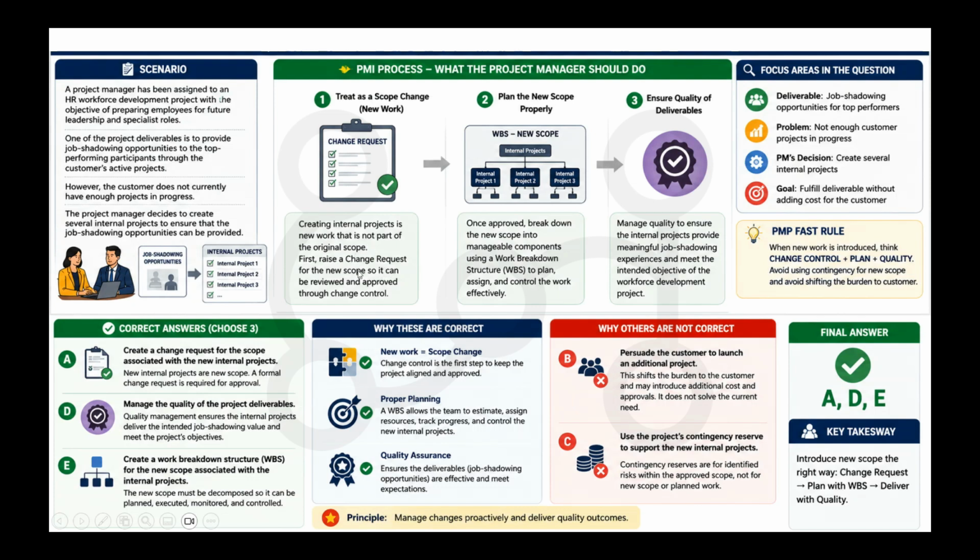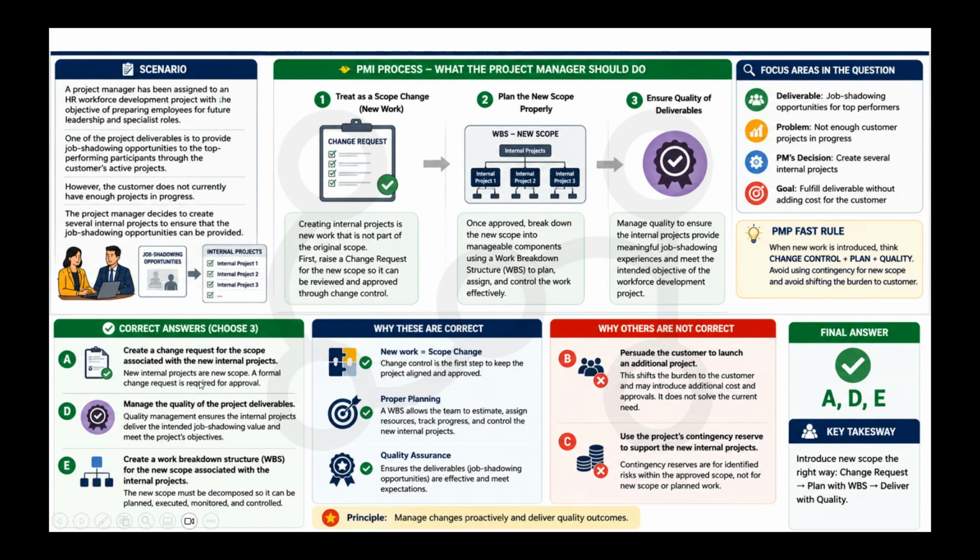First, raise a change request for the new scope so it can be reviewed and approved through change control. Next, we have to identify the new scope properly. Once approved, break down the new scope into manageable components and create a WBS to plan, assign, and control the work effectively. The third thing is that we always have to focus on quality as well. Manage the quality to ensure the internal projects provide a meaningful job shadowing experience and meet the intended objectives of the workforce. So our answers are A, D, and E.